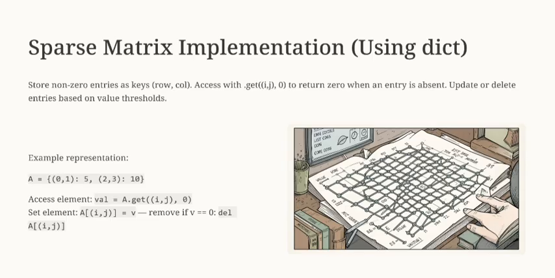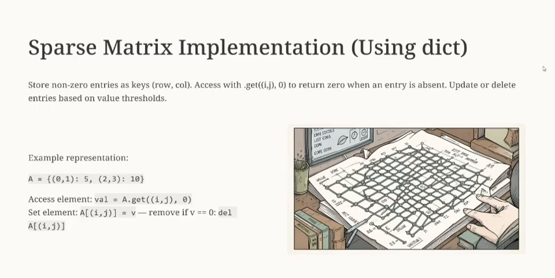Accessing sparse matrix values. To access a value, we use get. For example, you can see this. This means if the position exists, return the value. Otherwise, return 0. This avoids error.